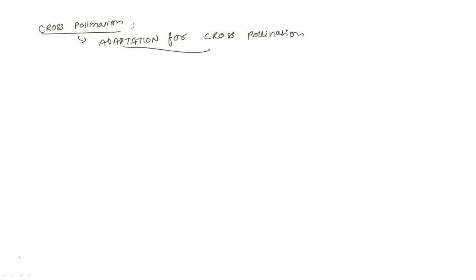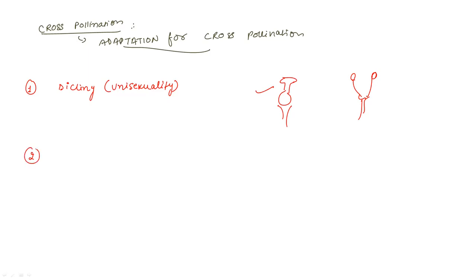So the first adaptation for the cross pollination category is unisexuality, meaning the flower. Let me write it: diclinism or unisexuality. The flower is preferred to be unisexual, meaning either the male part or the female part is in the flower. So either the male part or the female part in one flower, that's unisexuality.